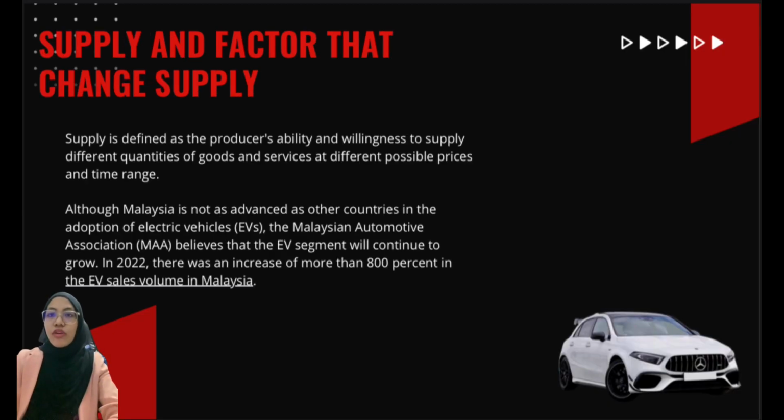Then we will move on to the supply and factors that change supply. Supply is defined as the producer's ability and willingness to supply different quantities of goods and services at different possible prices and time range. Although Malaysia is not as advanced as other countries in the adoption of electric vehicles (EVs), the Malaysian Automotive Association (MAA) believes that the EV segment will continue to grow. In 2022, there was an increase of more than 800% in the EV sales volume in Malaysia.